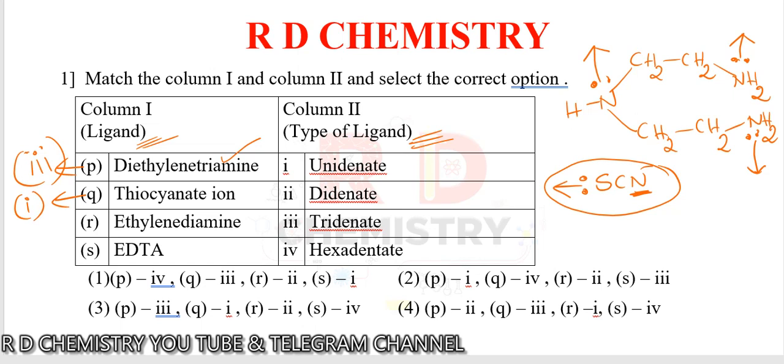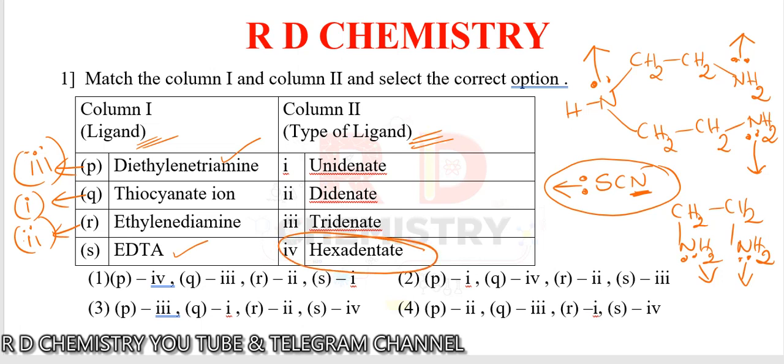Ethylene diamine, ethylene CH2, diamine NH2. So nitrogen contains a lone pair of electrons, therefore it should be a didentate ligand. Therefore R, the Roman number is 2 here. And the last one, EDTA. EDTA stands for ethylene diamine tetraacetato, and that is a hexadentate ligand. So the answer is option number 3. Clear?